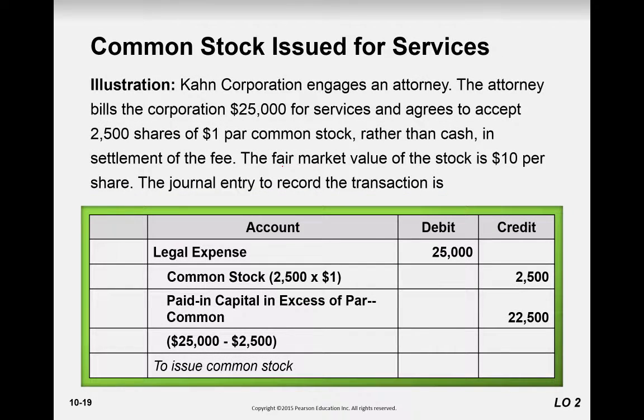Now, if you're also doing this for services, let's say we're billed $25,000 for legal services, and what we've agreed to accept is 2,500 shares of $1 par stock. And the fair market value of the stock in this case is $10 per share. So our entry would be we're incurring an expense of $25,000, our common stock stays the same at par, but then here we have the market value of the stock to get us our additional paid-in capital.